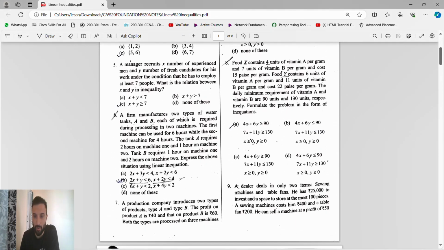Food X contains 4 units of vitamin A per vitamin B. Y contains 6 units of vitamin A per B. Okay, daily minimum requirement. See this.